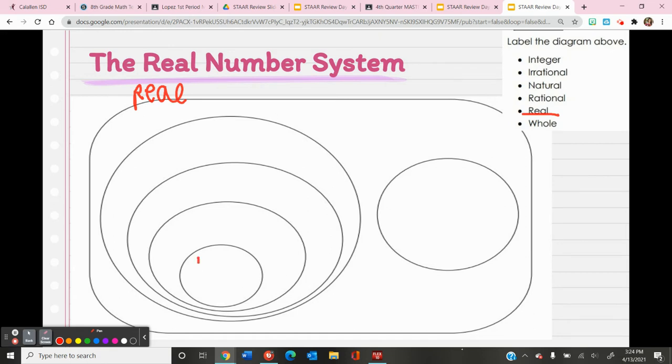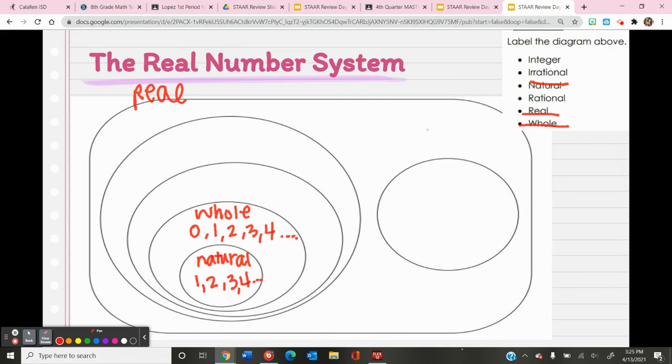So these are your natural numbers. So these are your counting numbers. So whenever we naturally start counting, we go 1, 2, 3, 4, and so on and so forth. And then you go into your whole numbers. So your whole numbers include all of your natural numbers plus 0. So 0, 1, 2, 3, 4, so on and so forth.